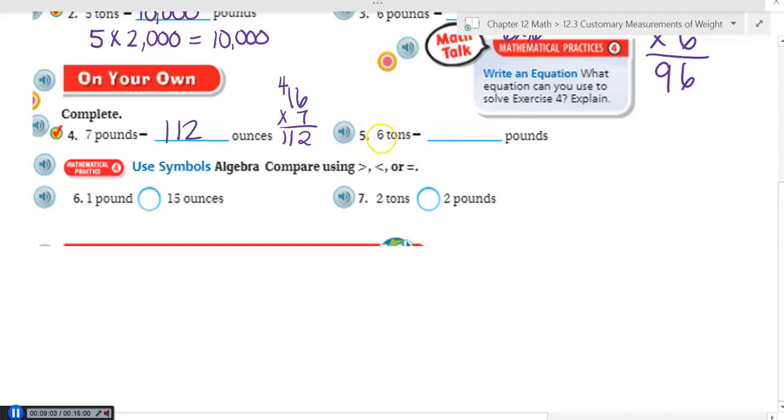Okay, now I have 6 tons equals how many pounds? Well, I know that I need to multiply 6 times 2,000. The easiest way to do that is multiply 6 times 2 and add zeros. 6 times 2 is 12, plus 3 zeros is 12,000.